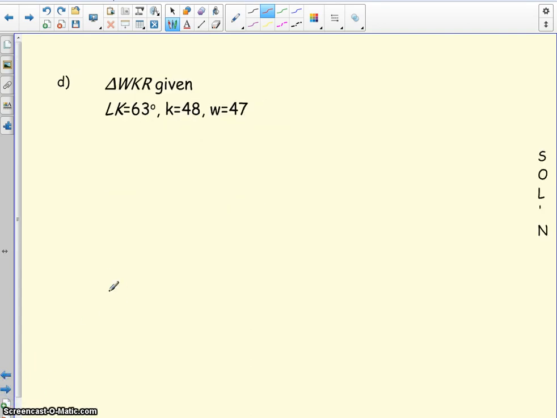Okay, last one. So what I'd like you to do is first set this one up on your own. See what kind of situation you have. See if it could potentially be ambiguous. So find out by calculating the height and comparing it to the other sides. If it is ambiguous, solve for both triangles. If it's not ambiguous, just solve for the one triangle. So give that a try on your own and push play and you're ready to see the answer together.